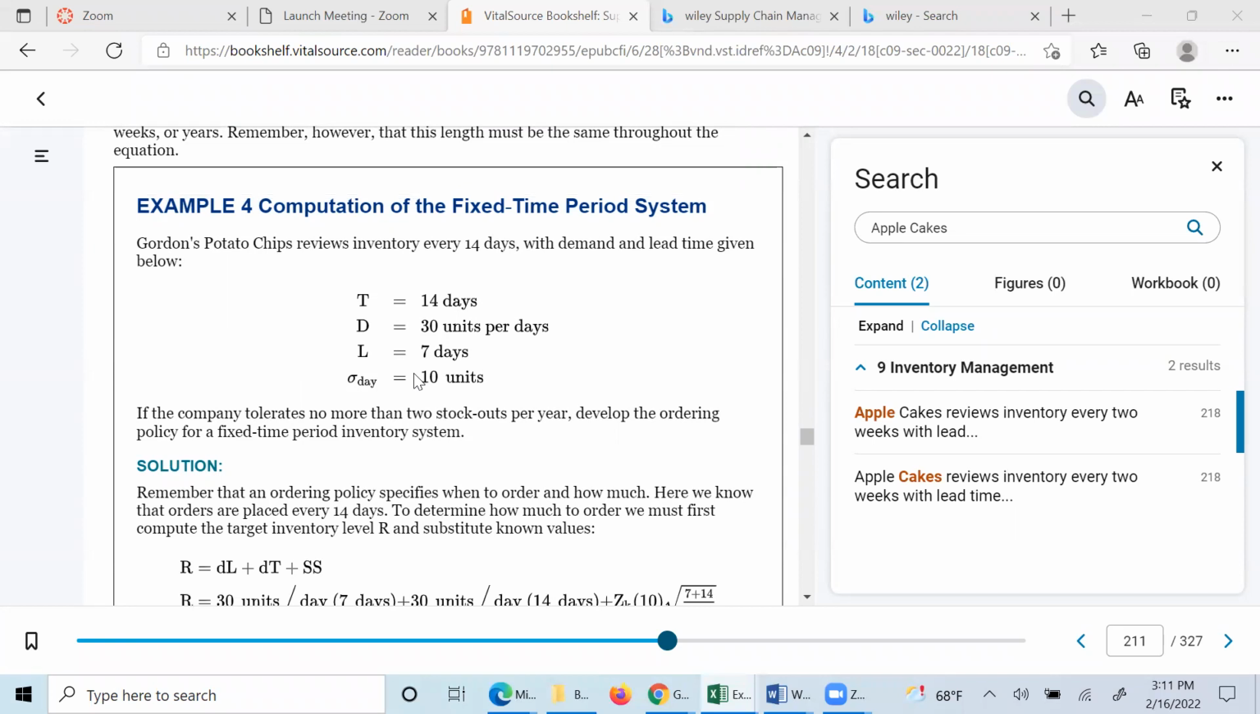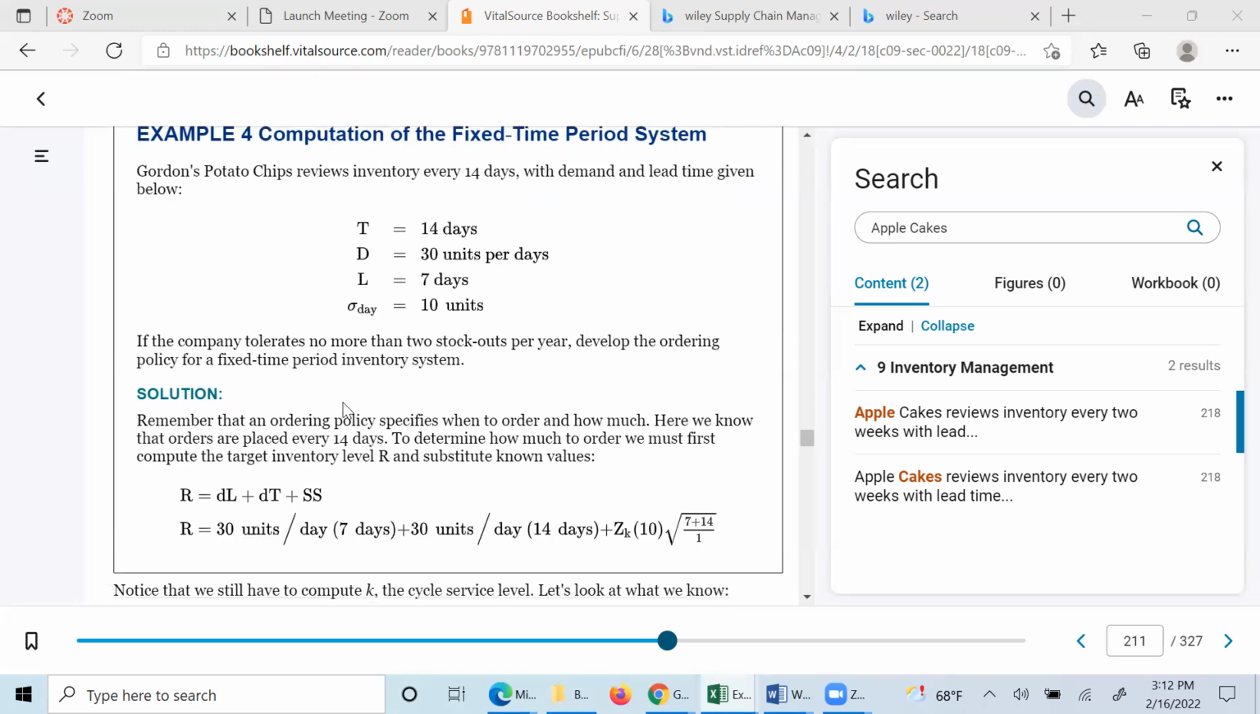So we're given the information that we review the inventory every 14 days. So when we review that inventory, that time, capital T, is 14 days, with demand and lead time given below. So demand is 30 units per day. And I'll let you know, in the problems that I see, this D is actually small d, because when we're talking about less than a year, we use small d, and you'll notice that's what's actually in these equations. Capital D typically stands for an annual demand, okay? And then L is the lead time that we have. So from the time that we order till it's going to arrive is 7 days. And then we have a standard deviation per day.